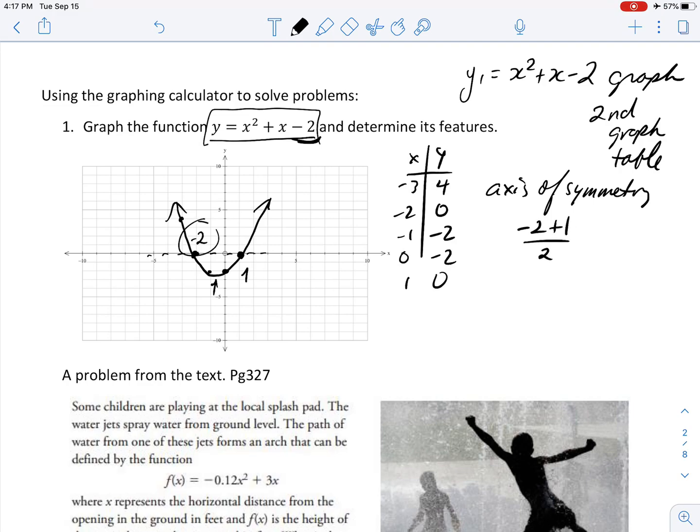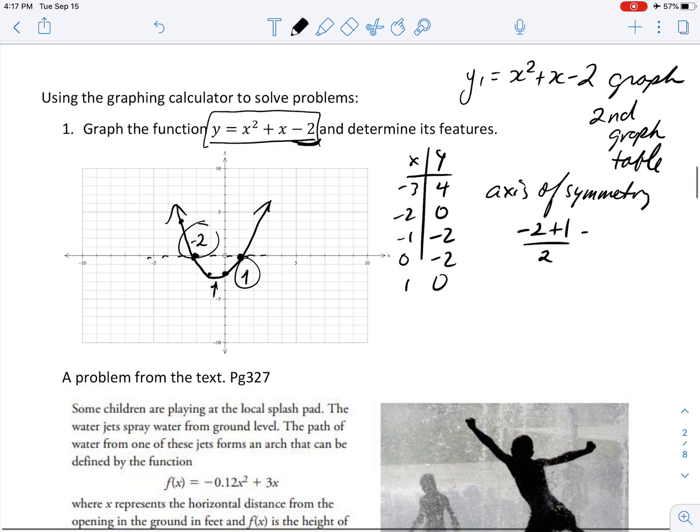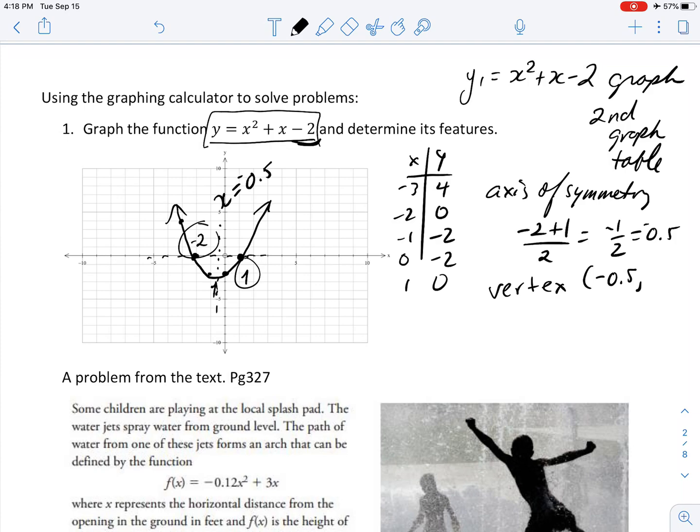So I'm just adding this and dividing it by 2. So -1 over 2 is my answer. It's at -1/2. So that's right here. So my axis of symmetry is x equals -0.5. That's also going to inform the vertex. I know that the vertex is at -0.5, but I don't know the y value yet.